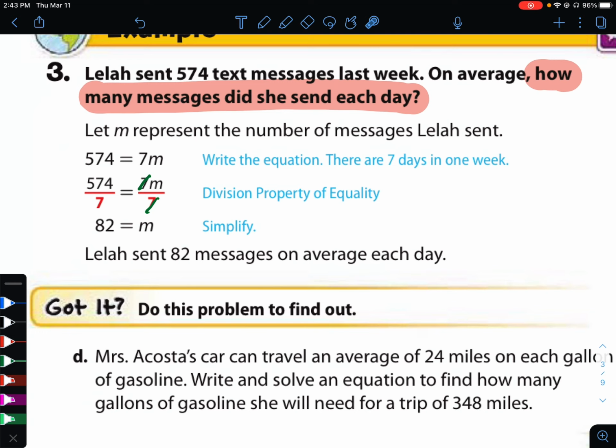Okay? Do the Got It problem letter D, and let's see if you understand example number 3.